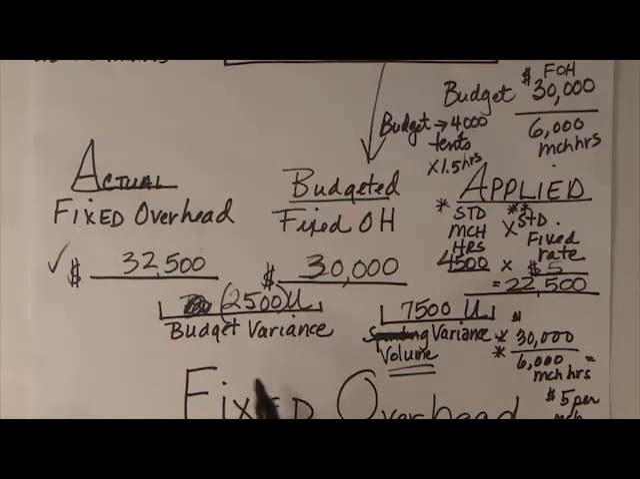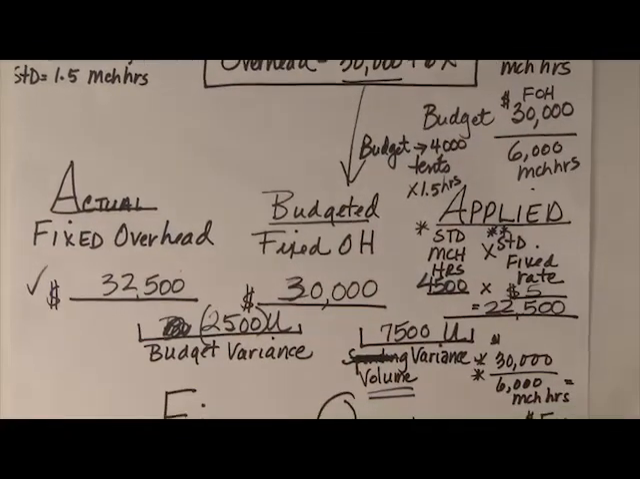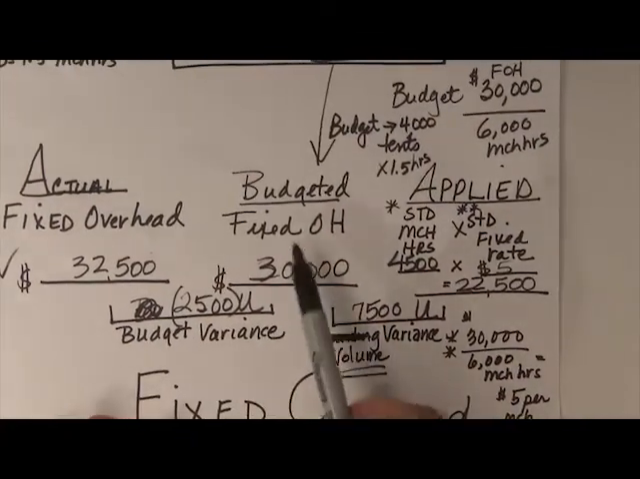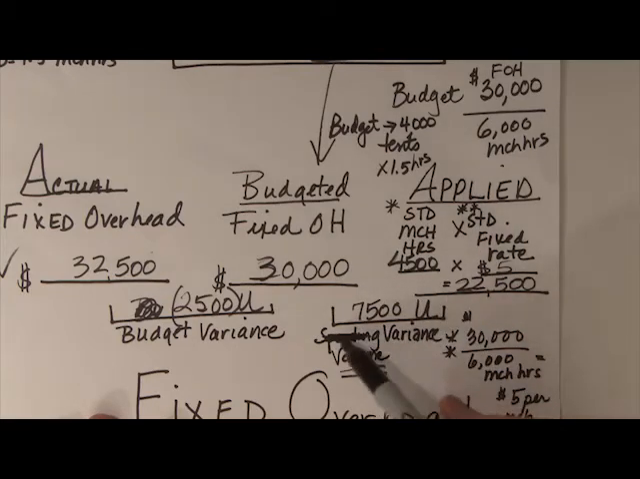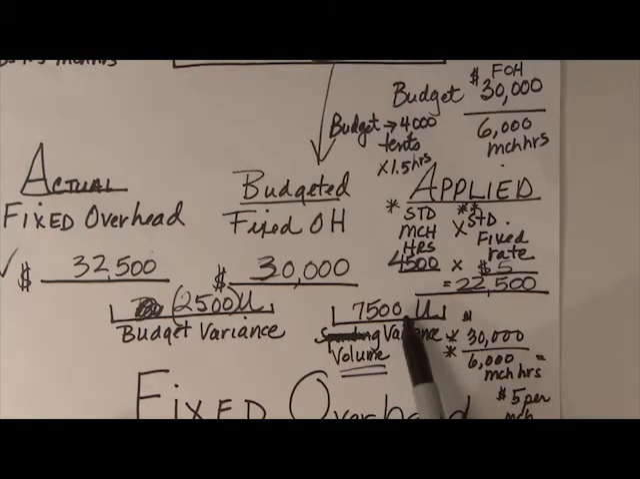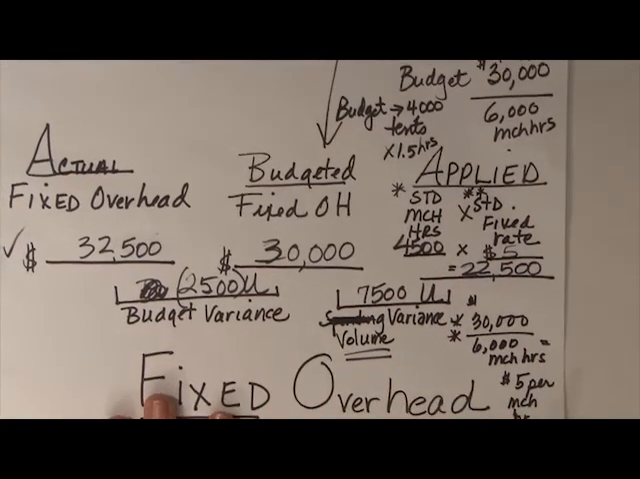So budget variance in regard to fixed overhead is about just whether you spent more or less than the budget. The budget comes from the cost formula. When we talk about the difference between the budget and the applied, this has to do with whether we were producing more or less than we planned to produce. And this was unfavorable because we actually produced fewer tents than we planned to produce.